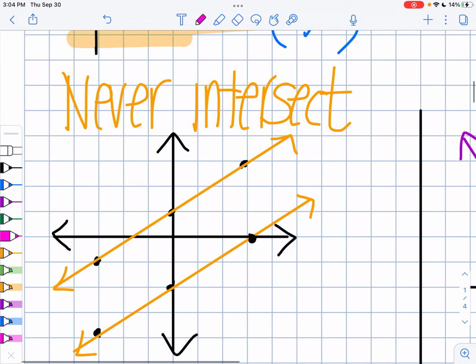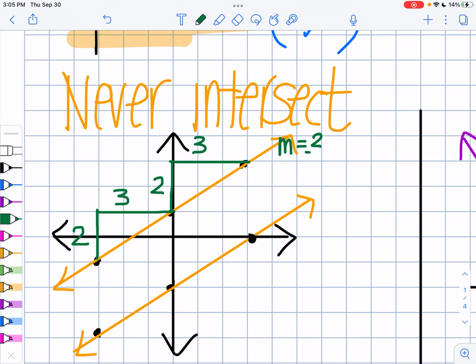So I'm going to start here on the left-hand side, and I'm going to draw in my staircase. So I'm going up and over, up and over. So the slope of this line, I'm going up, my rise is 2, and my run is 3. My rise is 2, and my run is 3. So the slope of this top line is rise over run, which is 2 over 3.